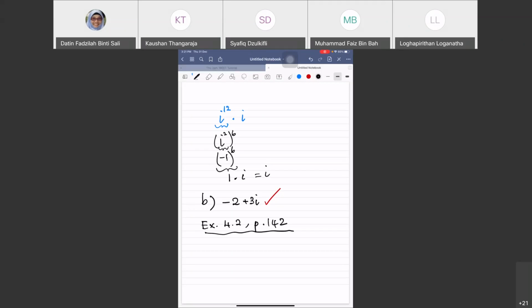Okay, try this question now. Exercise 4.2. Okay, everyone, try this question now. You have A, B, C, D.